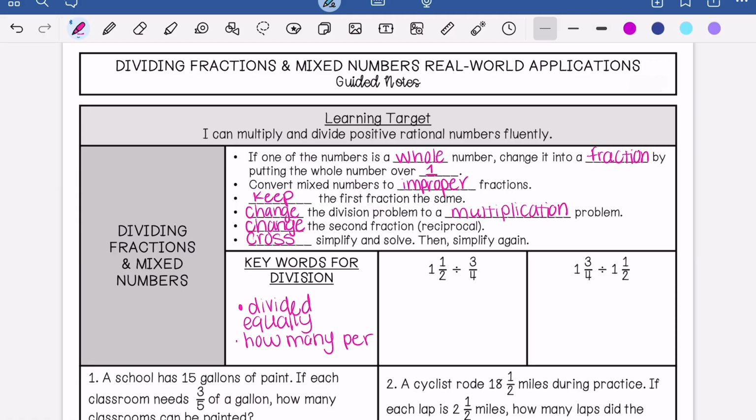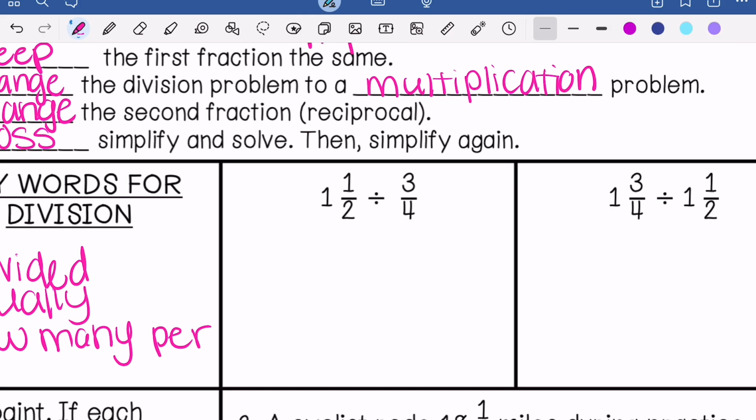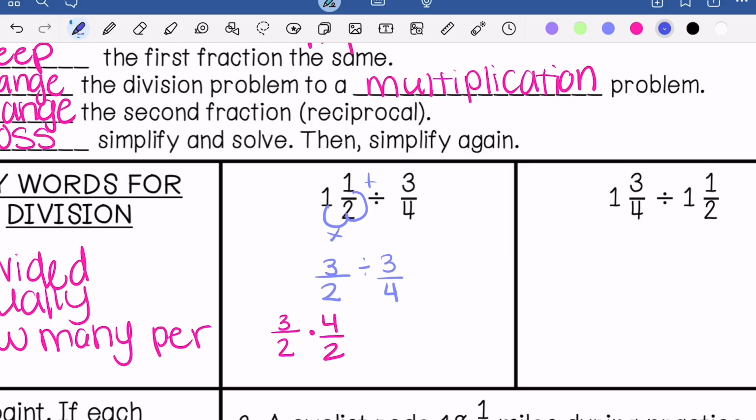We are going to do 1 and 1/2 divided by 3/4. We are going to convert that 1 and 1/2 to an improper fraction. Then we are going to keep, change, flip, cross simplify if possible. And this simplifies to 3.